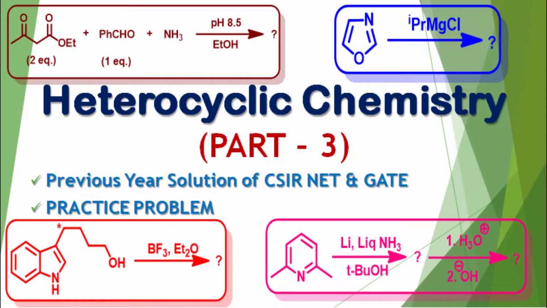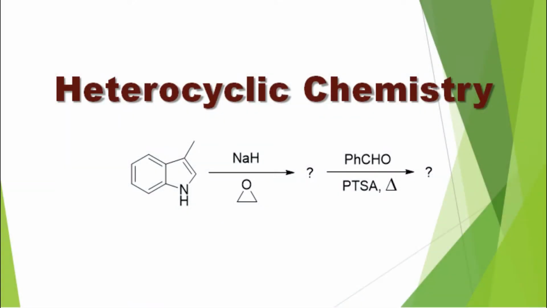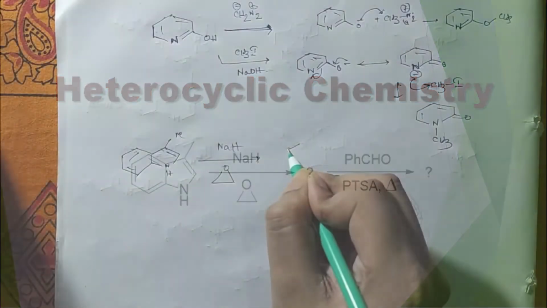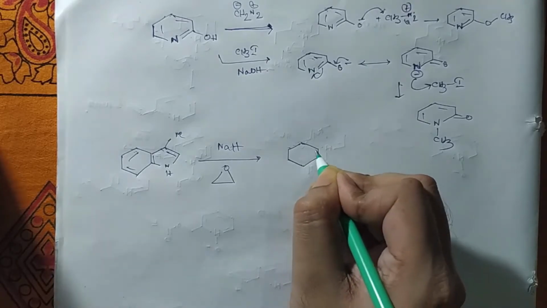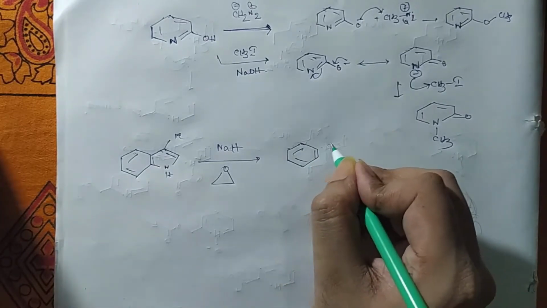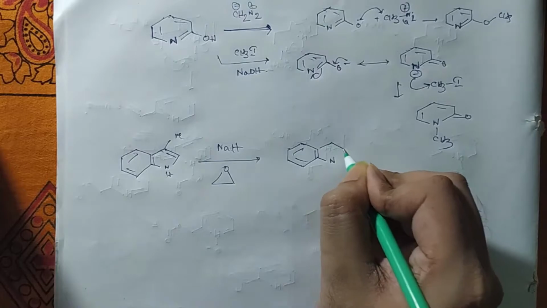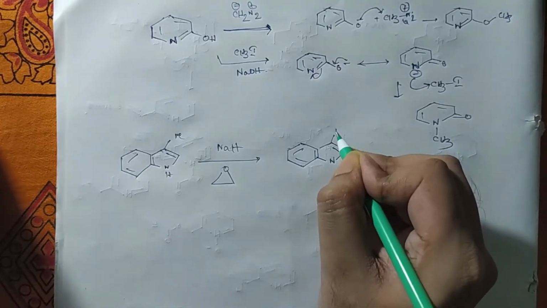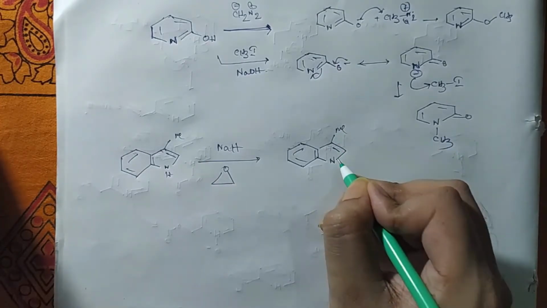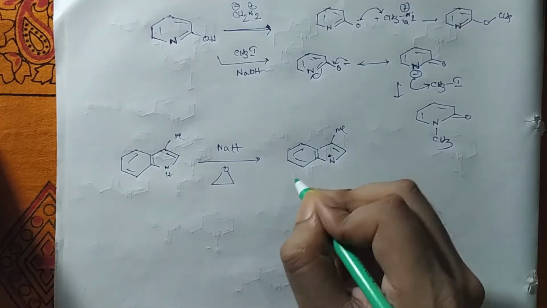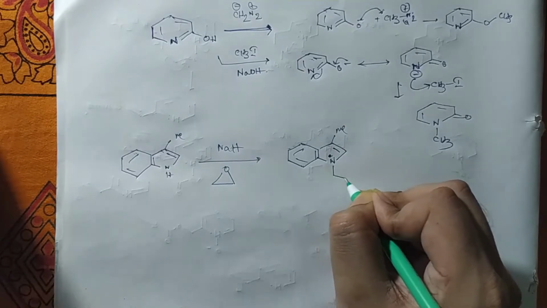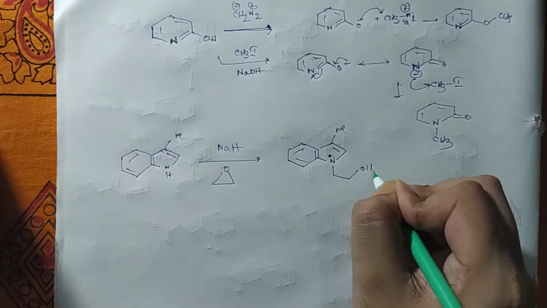So our first problem is where the sodium hydride just captures this hydrogen from the indole nitrogen. So we get this as an anion. Now this anion attacks the reagent, which is epoxide. So the epoxide just opens up, and we get this type of product.